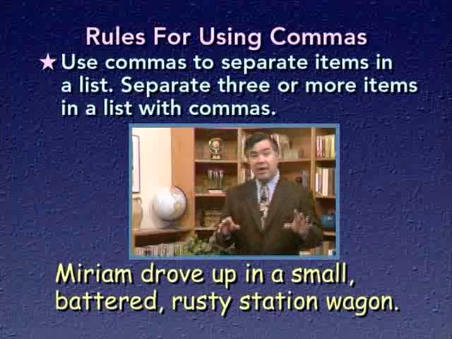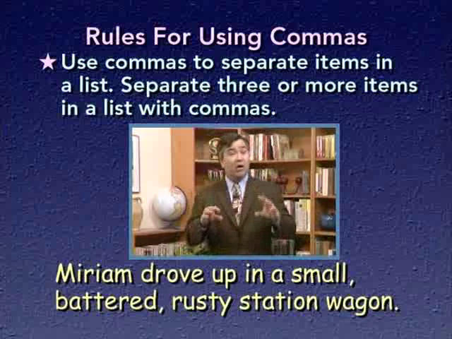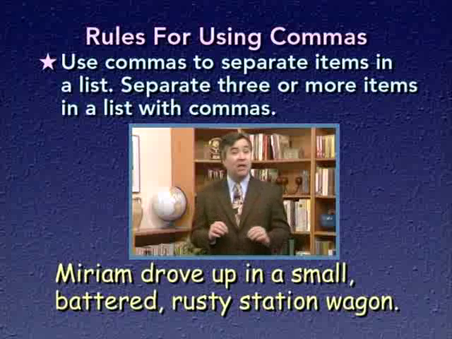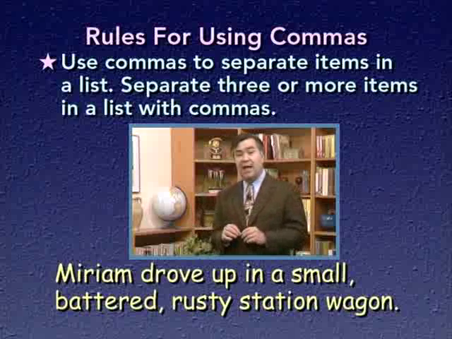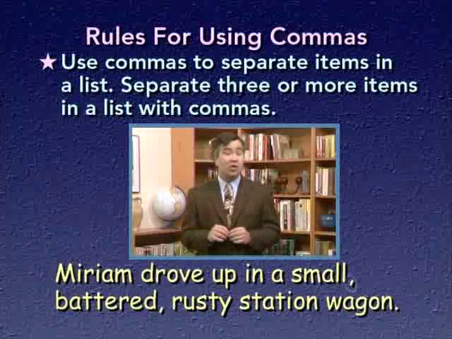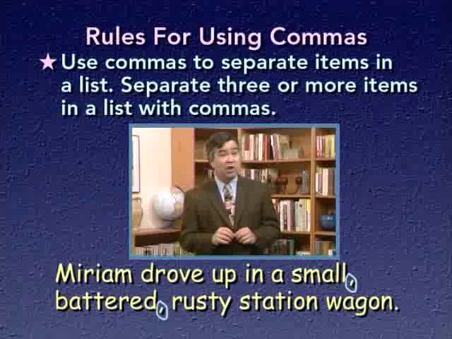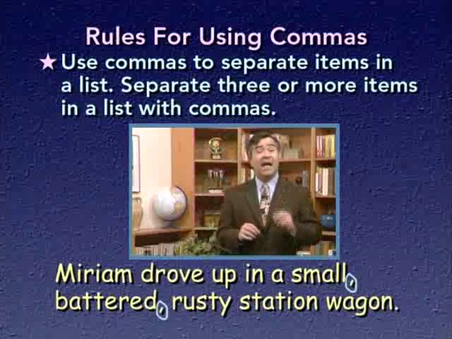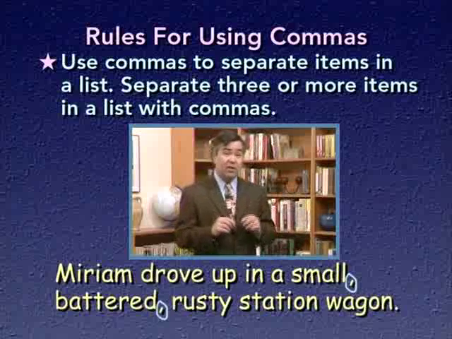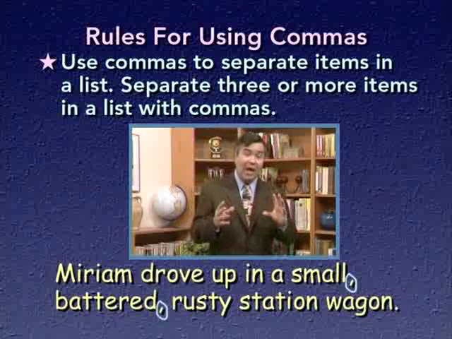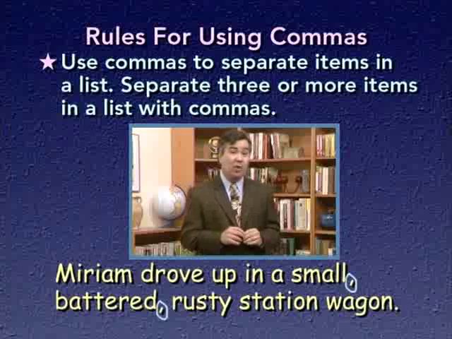So here we have three adjectives in a row, all added to describe a particular noun. Again, it's much clearer if you insert commas between the adjectives. So we have a comma after small and a comma after battered. Notice that you don't insert a comma after the last adjective. The last adjective here is rusty. Station wagon we consider one noun, even though it's made up of two words.